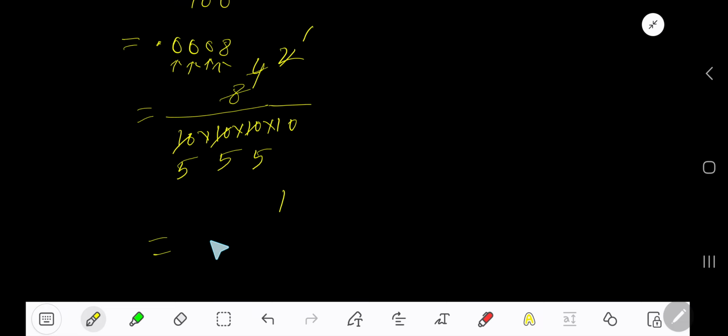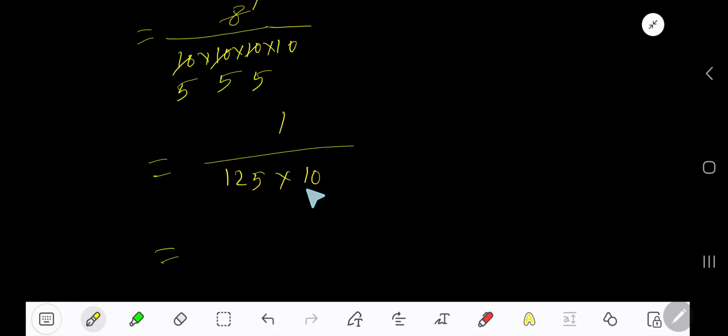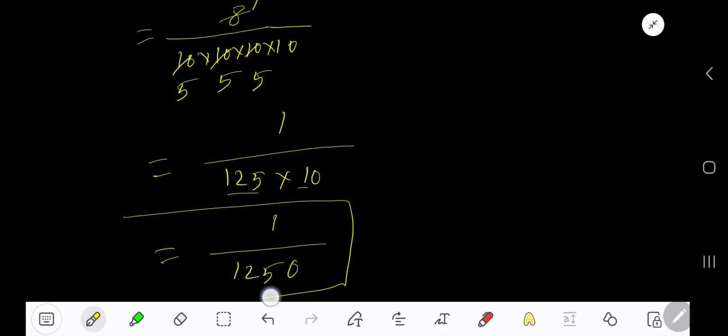So we are getting 1 over 125 times 10. So this is a power of 10. Just count the non-zero digits, multiply the non-zero digits. So 125 and the 0. So this is the lowest term, as the common factor between 1 and 1250 is just 1.